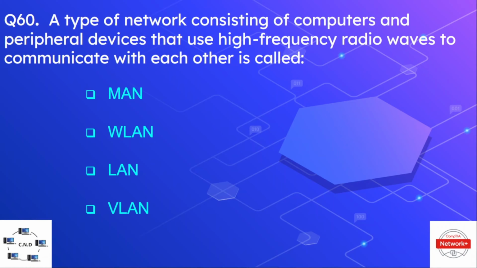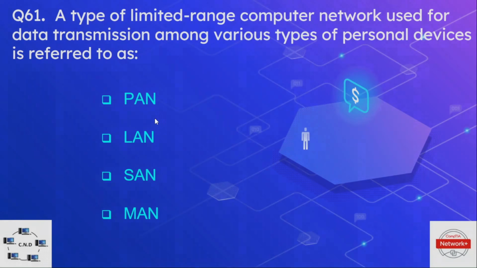Question number 60 is that a type of network consisting of computers and peripheral devices that use high frequency radio waves to communicate with each other is known as, and again the options are MAN, WLAN or wireless LAN, LAN or VLAN. VLAN is virtual LAN. And the correct option is WLAN or wireless LAN. Here we are talking about radio frequency or the wireless frequency. So the WLAN or wireless LAN is the correct answer.